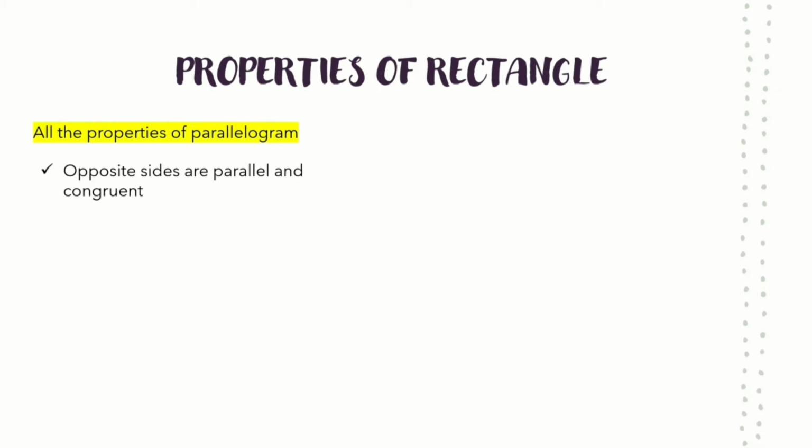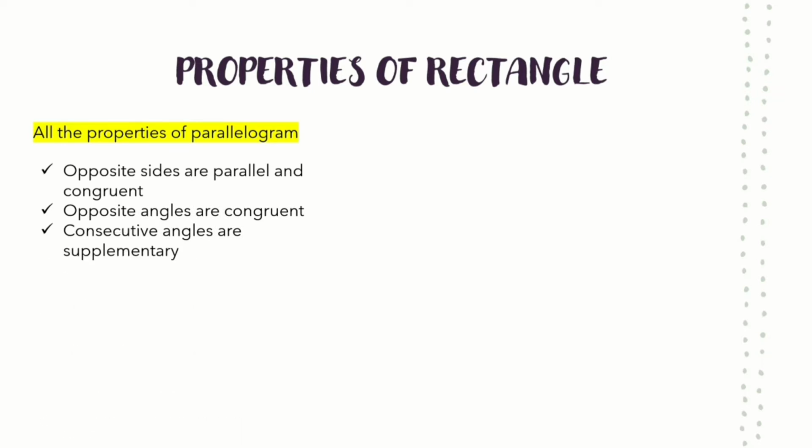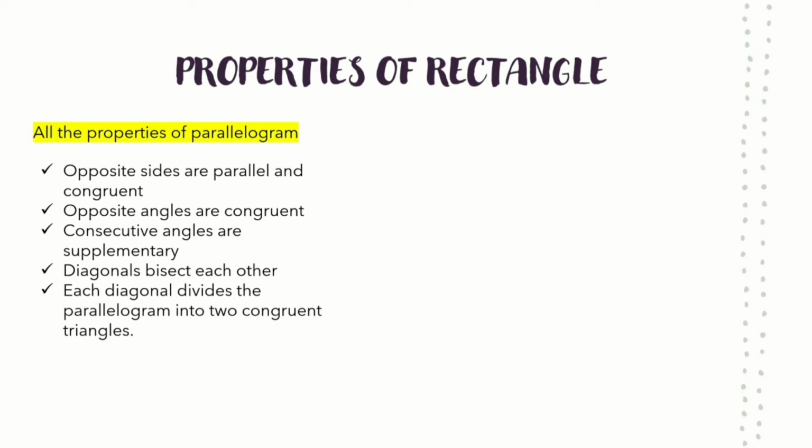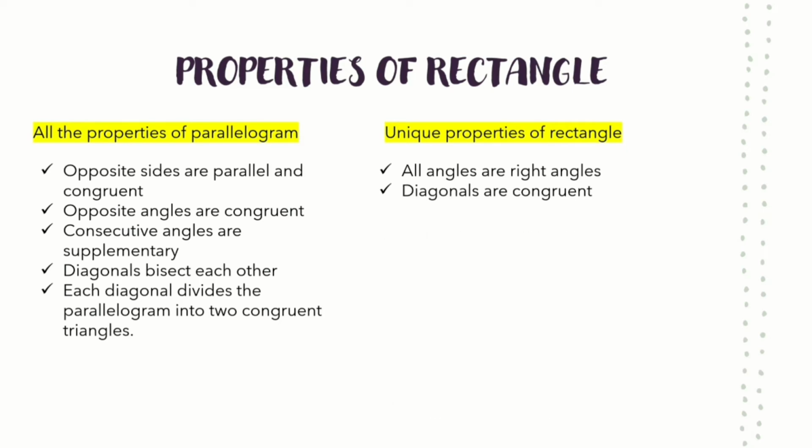And for our previous lesson, we discussed already the different properties of rectangle. The properties of rectangle involve all the properties of a parallelogram, which is opposite sides are parallel and congruent, opposite angles are congruent, consecutive angles are supplementary, diagonals bisect each other, and each diagonal divides the parallelogram into two congruent triangles. Plus, the unique properties of rectangle are all angles are right angles and diagonals are congruent.